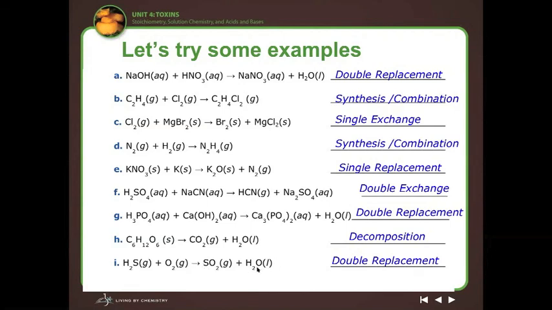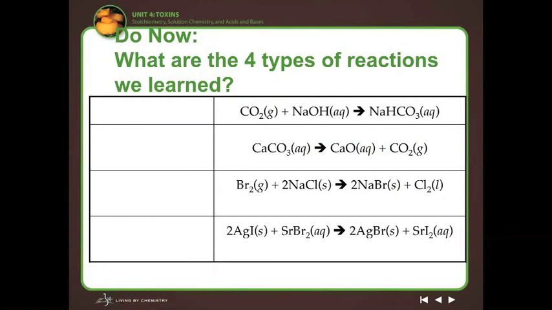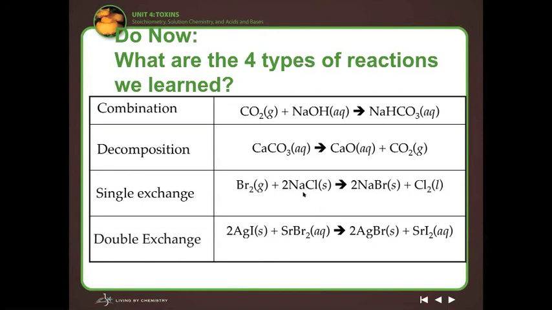We'll get to that. What are the 4 types of reactions we learned? That's combination. What about this one? Decomposition. There's only one reactant and multiple products. This one, single exchange. And this one, you got it.